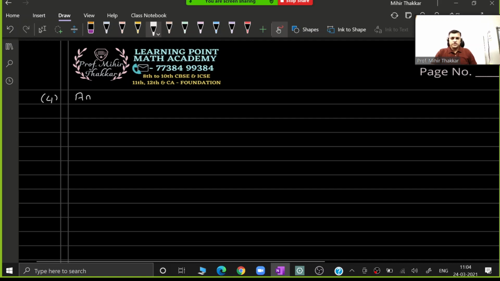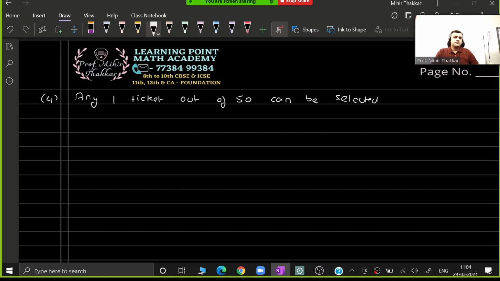We will say over here that any one ticket out of 50 can be selected in 50C1 ways. Therefore, N of S is equal to 50C1, which is equal to 50, as we had seen in our previous example. So that is about your N of S.